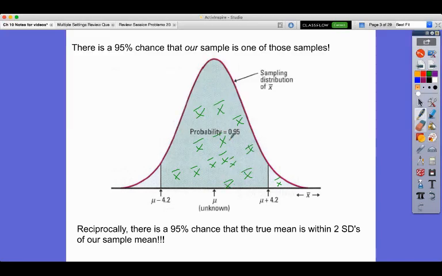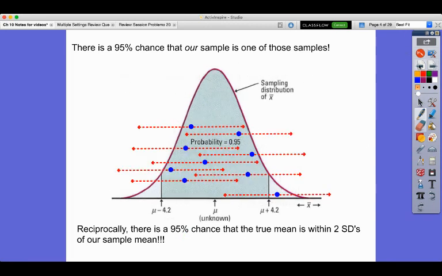So most of the time, we're 95% confident we have an x bar. We don't actually know where it is in the sampling distribution, but we know we're 95% confident that our x bar is in here. And since there's a 95% chance that we are within 2 standard deviations of mu, there's a 95% chance that mu is within 2 standard deviations of us, our little x bar.